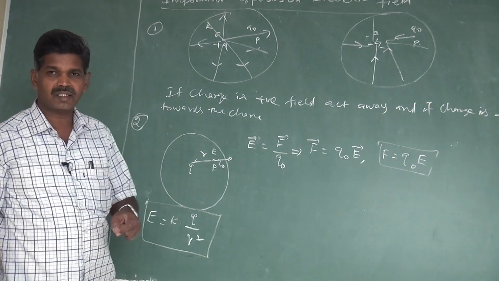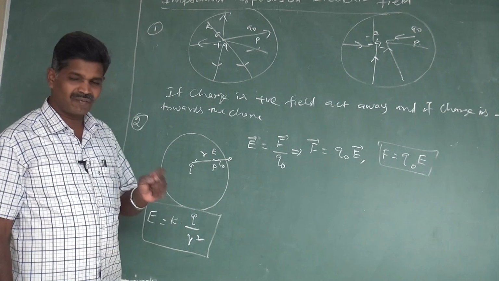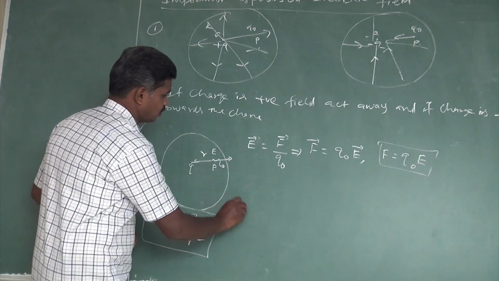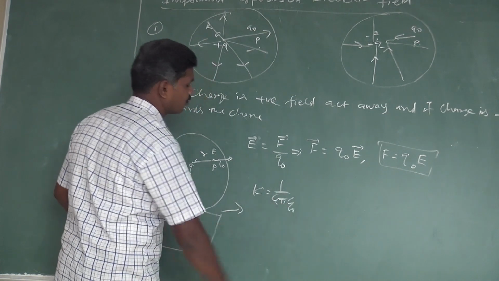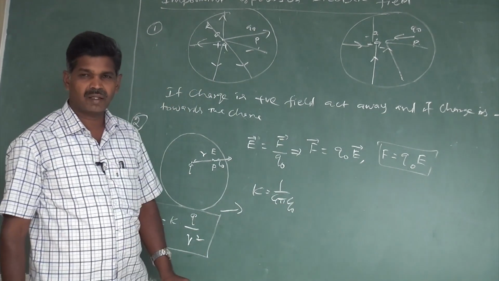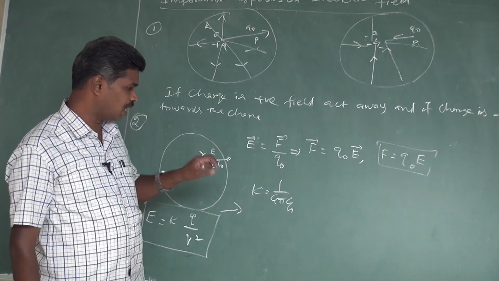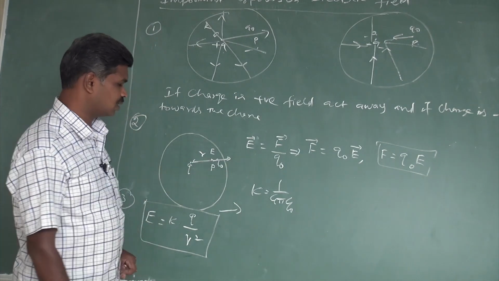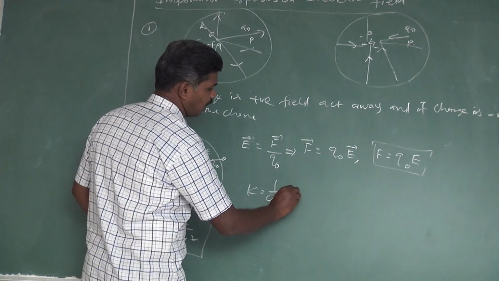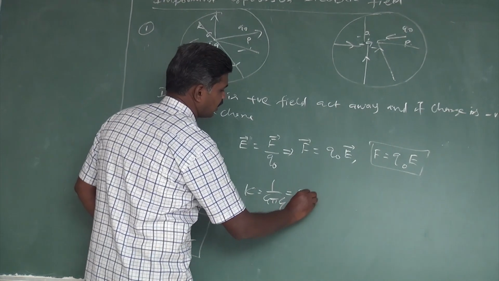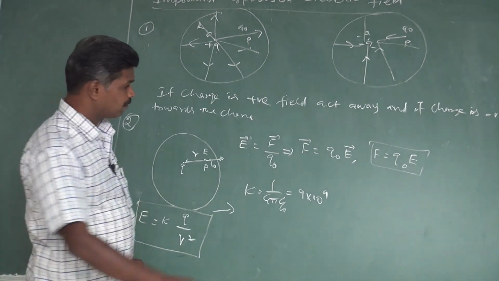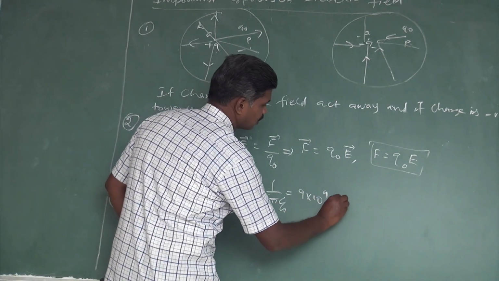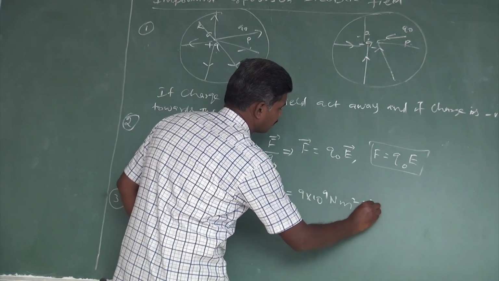We know that K is a proportionality constant. In free space we have the value K is equal to 1 by 4 pi epsilon naught. That epsilon naught is nothing but the permittivity of free space. Anyhow, we have the value for that proportionality constant in an air medium, that is 9 into 10 to the power 9, and it has a unit also. Its unit is Newton meter square Coulomb power -2.